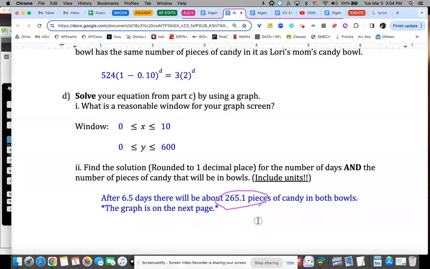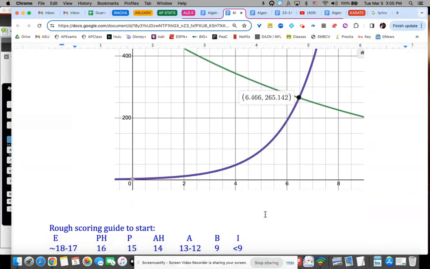Don't get too wrapped up in, oh, you can't have 0.1 of a piece of candy or something. Sure, I could if I bit it. No, I'm just kidding. This is just a model that's predicting, right? So we don't have to worry about rounding things off or anything like that. Like 6.5 days, don't worry too much. Just say 6.5. Don't round it to 7 or anything like that. Just say 6.5 and 265.1 pieces of candy. Okay, that's totally fine.